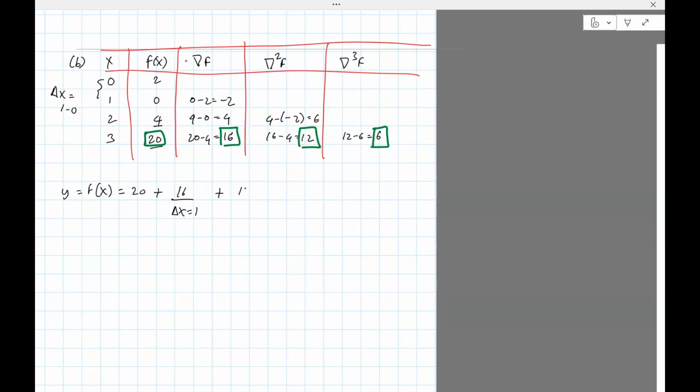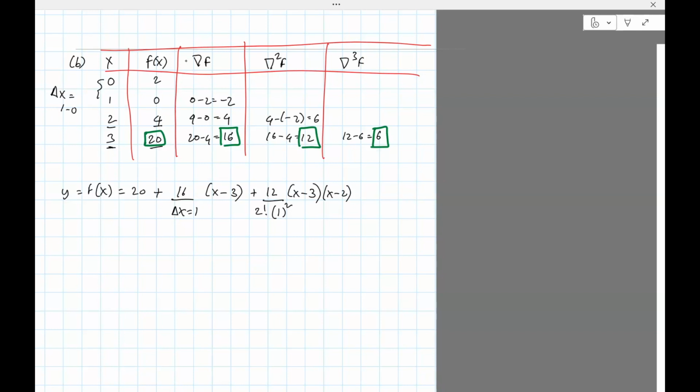Plus 12. Oh, I'm forgetting something. I should have x minus xn, but xn is 3. It's the last value. Plus 12 divided by 2 factorial delta x squared, x minus xn, so that will be x minus 3, and then x minus 1 less, so it will be x minus 2.